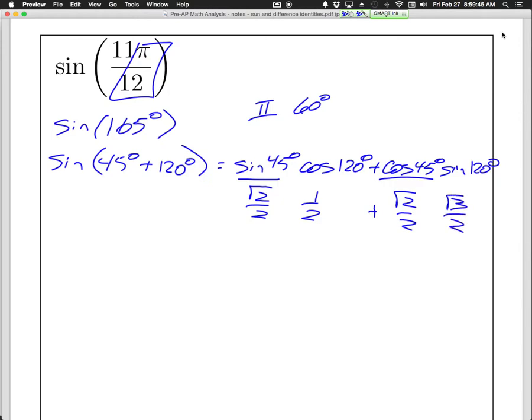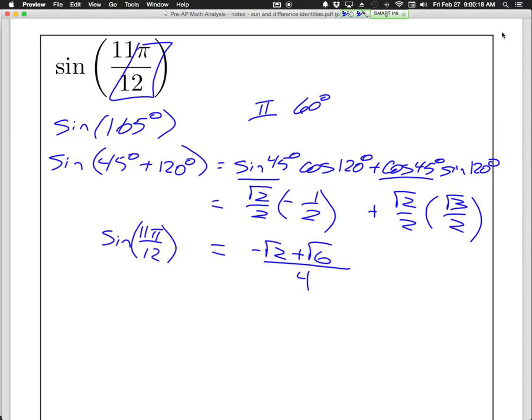Alright, and then I need cosine in the second quadrant. Negative. And I need sine in the second quadrant. Positive. So now we're ready to multiply. So that gives me, we know my denominator is going to be 4 again. I have negative square root of 2 plus the square root of 6. And what is it that equals that? Sine of 11 pi over 12. So the exact value of sine 11 pi over 12 is negative square root of 2 plus the square root of 6 over 4.